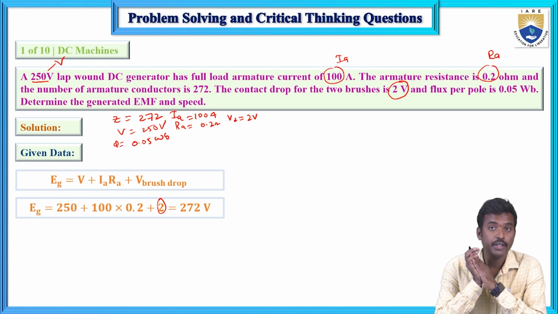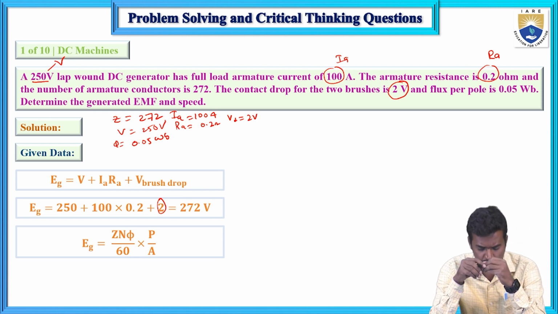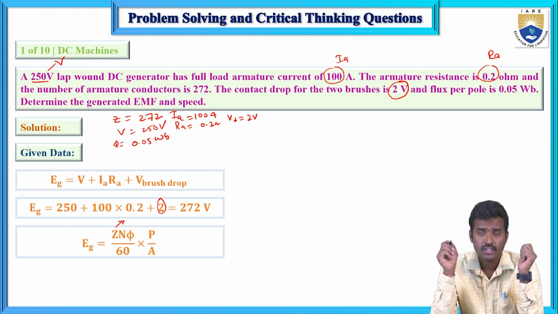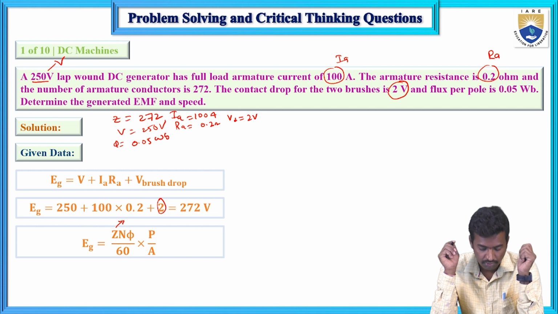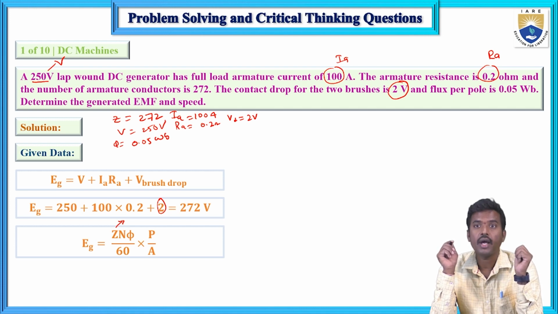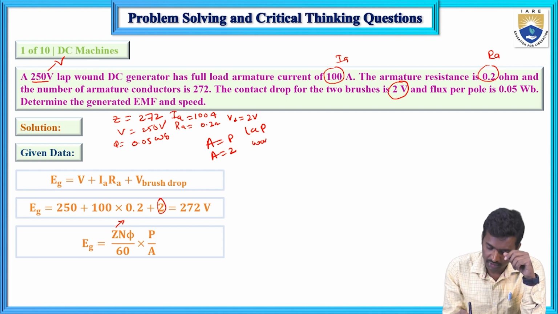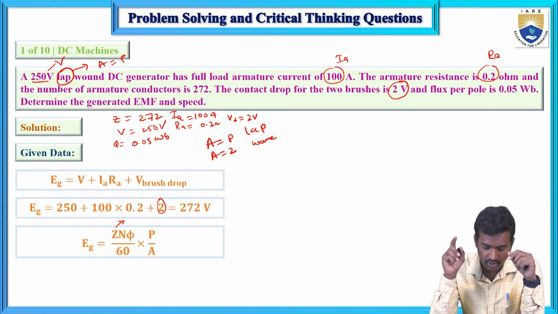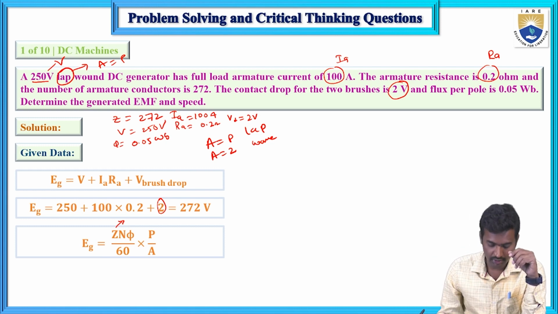Now we know another formula for induced EMF: Eg equals Z N phi by 60 into P by A. Here Eg is the generated induced EMF, Z indicates the number of conductors, N indicates speed in rotations per minute, phi indicates flux, P is the number of poles in the DC generator, and A indicates the number of parallel paths. A equals P for lap winding, and A equals 2 for wave winding. Here it is lap winding, so A is equal to P. The number of poles is not given in the question, but since A equals P, numerator and denominator are the same and we can cancel them.